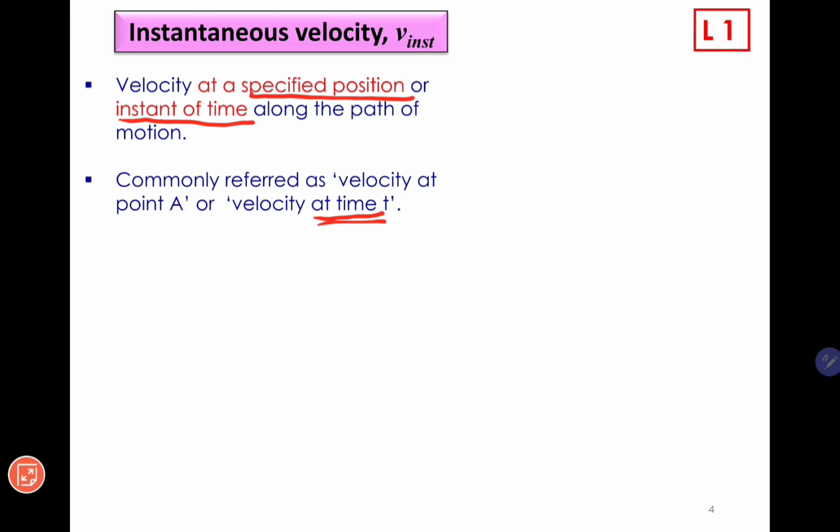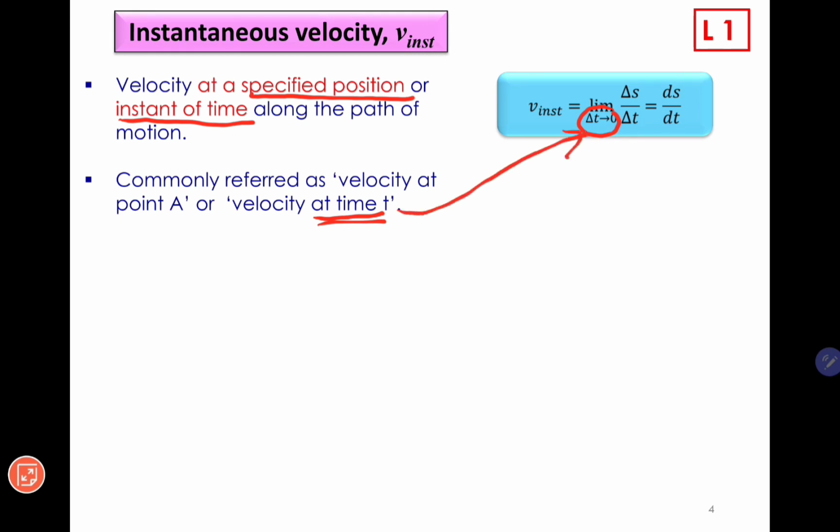So the equation is V instant equals to limit delta t approaches 0, delta s over delta t. So seems like there is no changes in time. We are referring to particular time, so that delta t is still constant, no changes in time. So that the equation is ds over dt. Okay, d means that we just refer to one point only, which is at particular time or at specified position.